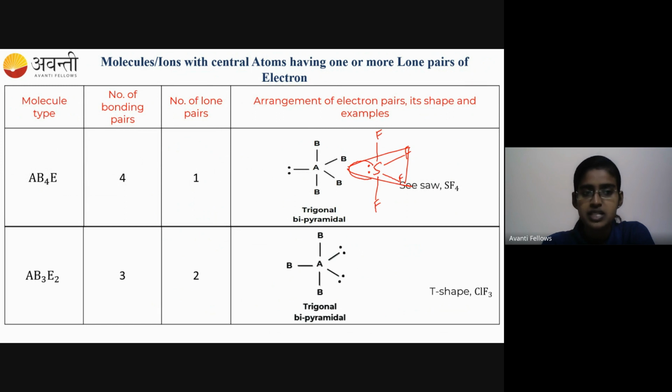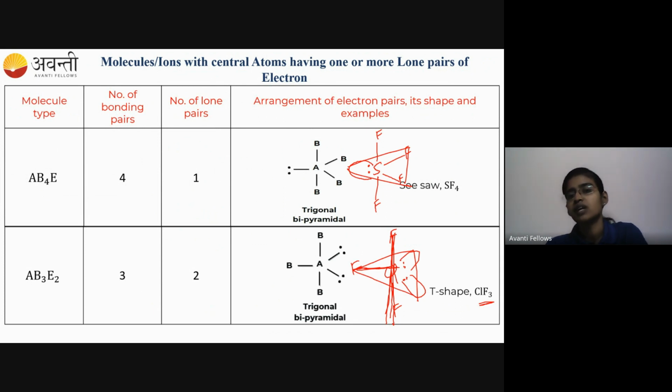Now coming to the next type, it is AB3E2. Example is ClF3, in which chlorine has 3 fluorine atoms attached with it, and 2 lone pairs are there. Chlorine's valence electrons are 7, 3 for bonding, remaining 4 for 2 lone pairs. Now, without lone pair, it will give you T-shaped. It is a T-shaped molecule. But if you consider this lone pair, it will give you trigonal bipyramidal geometry, like in the previous case. Now, shall we move on to the next slide? Yes.